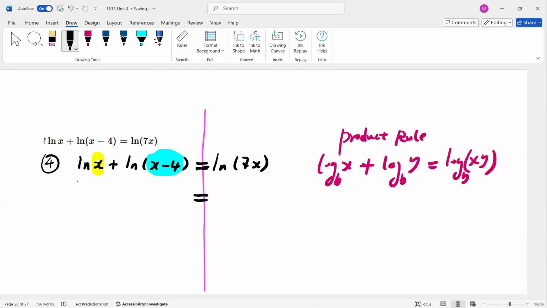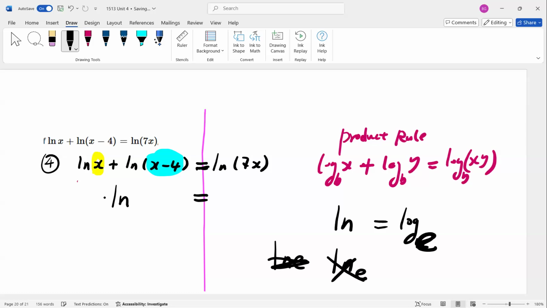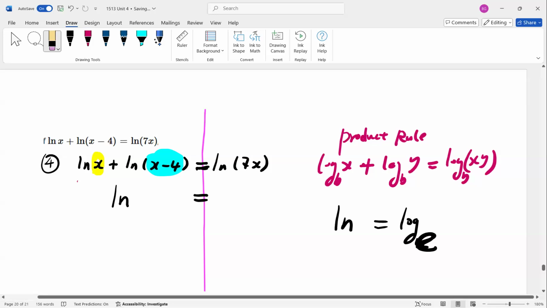Okay, the left side is an addition of 2 logs with the same base, so we can condense by using the product rule. Keep the base e, you don't have to write it out. By the way, if you want to write ln with a base, it's log with base e. You cannot do ln with base e. We don't have that. If you write the base out, ln is log base e, or you just keep it as ln.